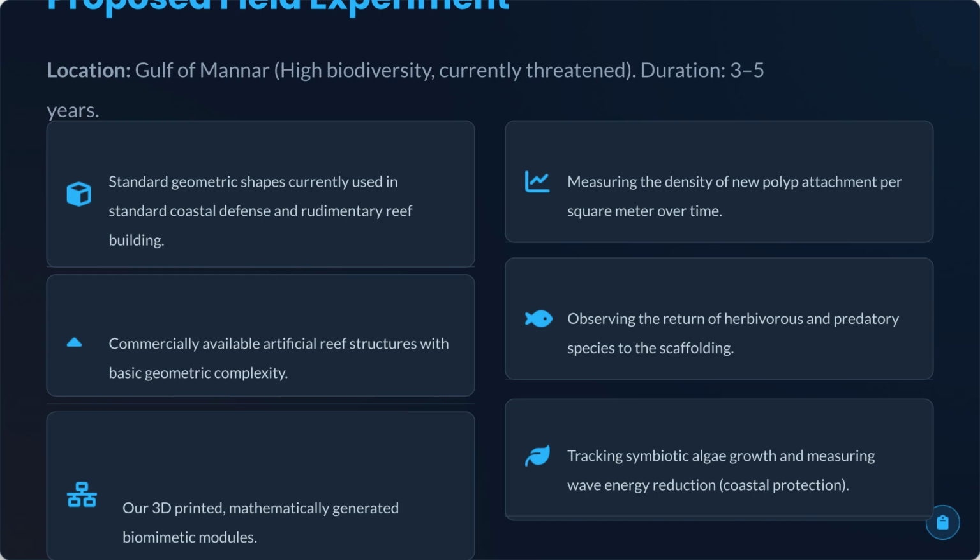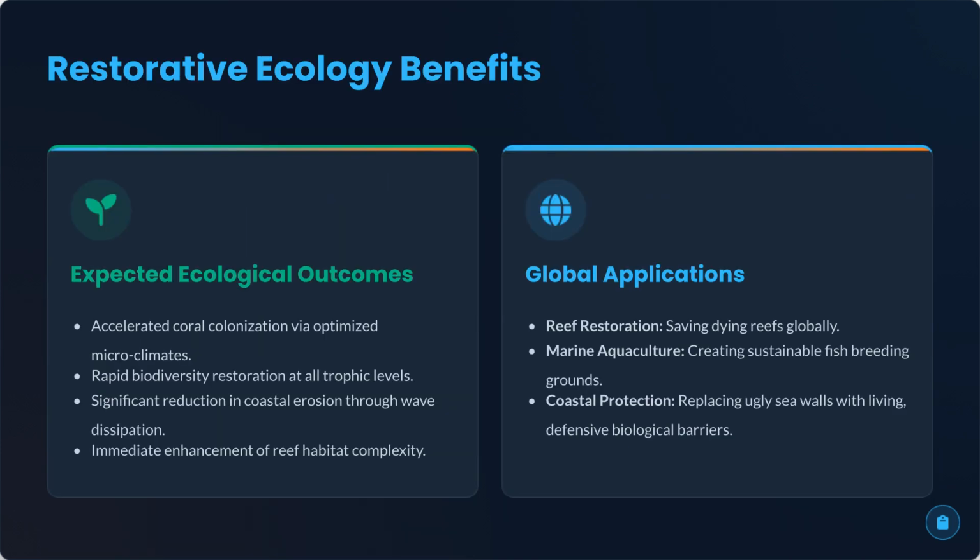Our proposed field experiment is set for the Gulf of Mannar over 3 to 5 years. We will compare standard geometric shapes and commercially available structures with our mathematically generated biomimetic modules. We will measure new polyp attachment, the return of species, symbiotic algae growth, and coastal protection from wave energy reduction. The restorative ecology benefits are substantial.